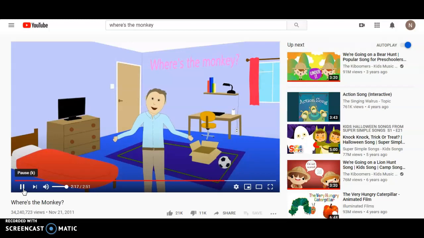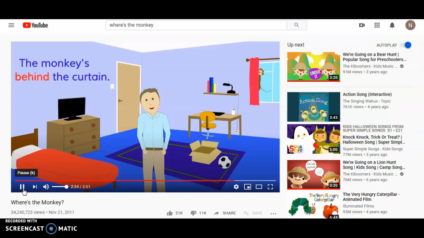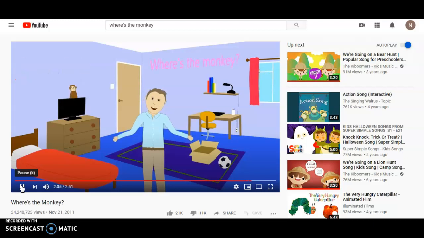Where's the monkey? The monkey's behind the curtain. Did you find the monkey? He's behind the curtain. Where's the monkey? There's the monkey. The monkey's behind the curtain. Where's the monkey?